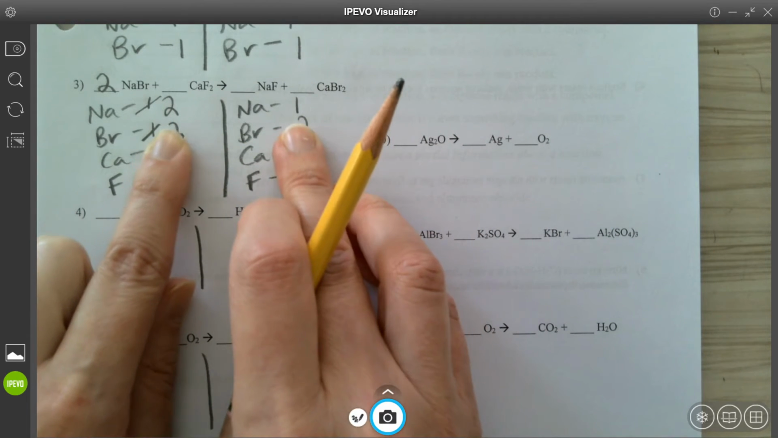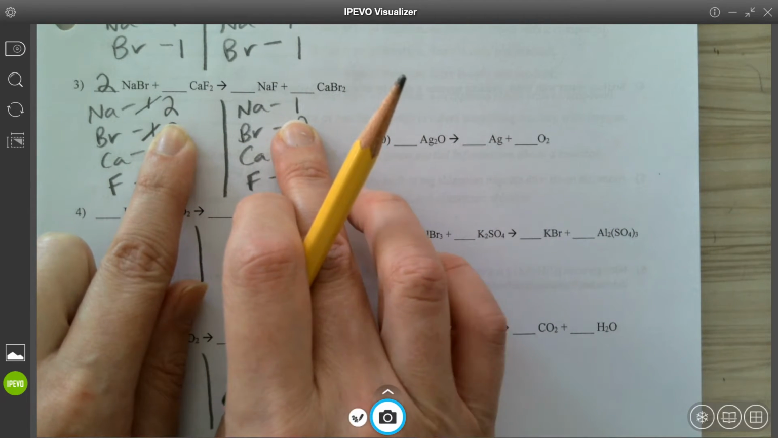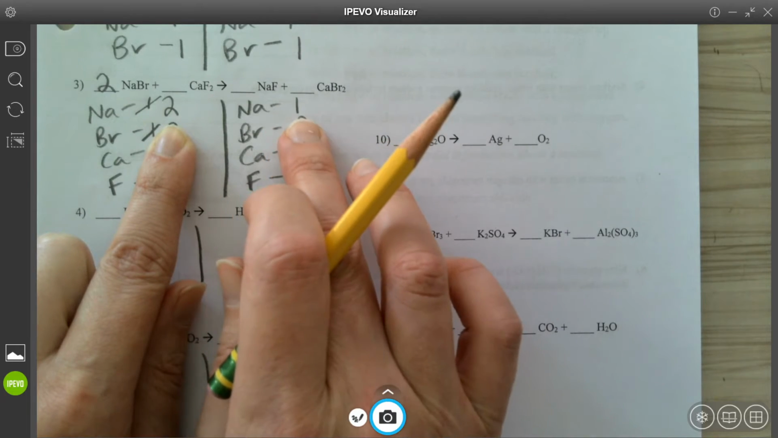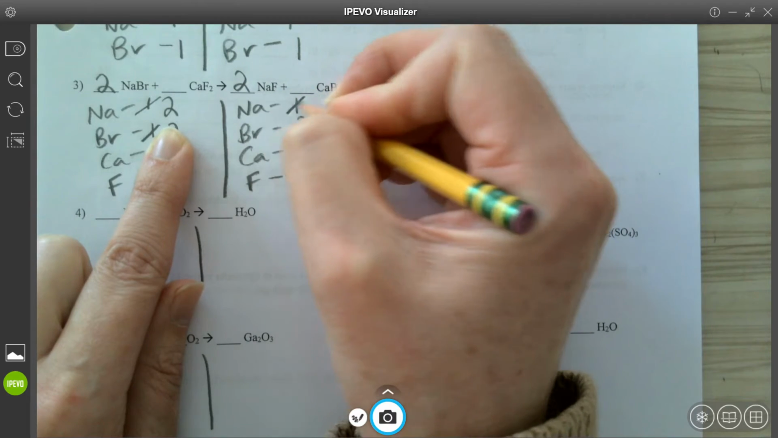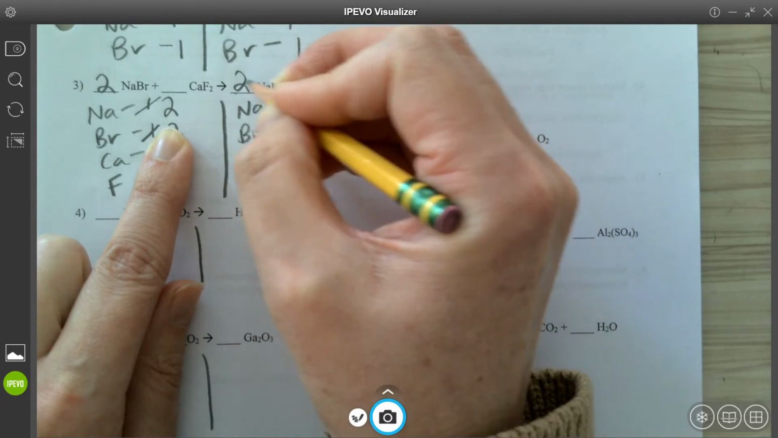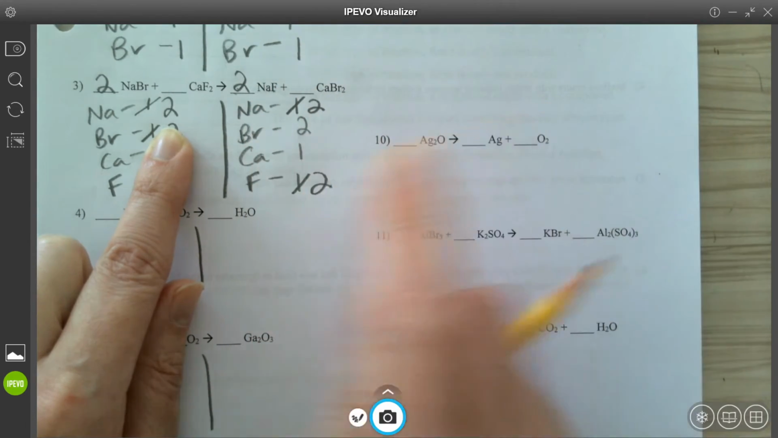So the BRs are fixed, but the NAs got thrown off. That's okay. Go back up to the NA, go to the side that has the least, and put something out front. So I'm going to put a 2 out here. That'll knock the NAs up to 2, but that 2 also affects the Fs.